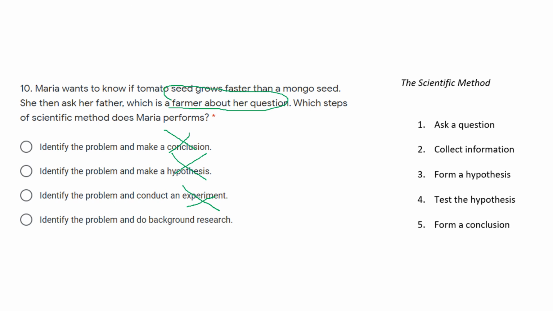This is the background research stage. She's collecting data so that she can make a hypothesis. Later, she might plant the 2 types of seed, watch them grow, and then make a conclusion. But at this stage, she's collecting information that is already available. And in this case, she's asking somebody. So the last one is correct.